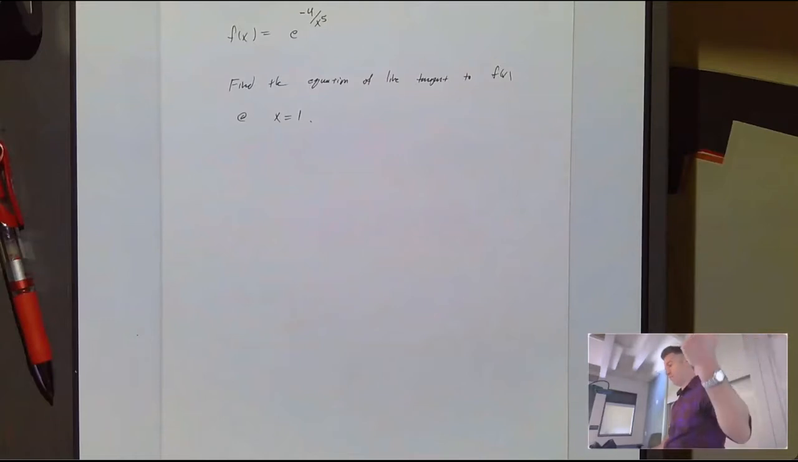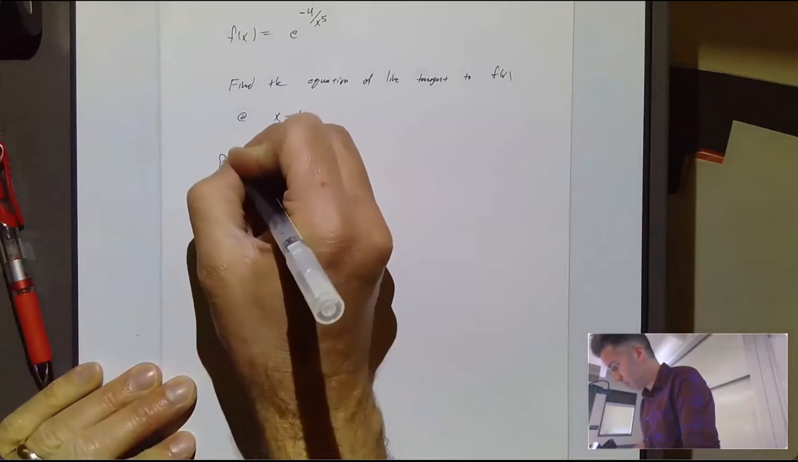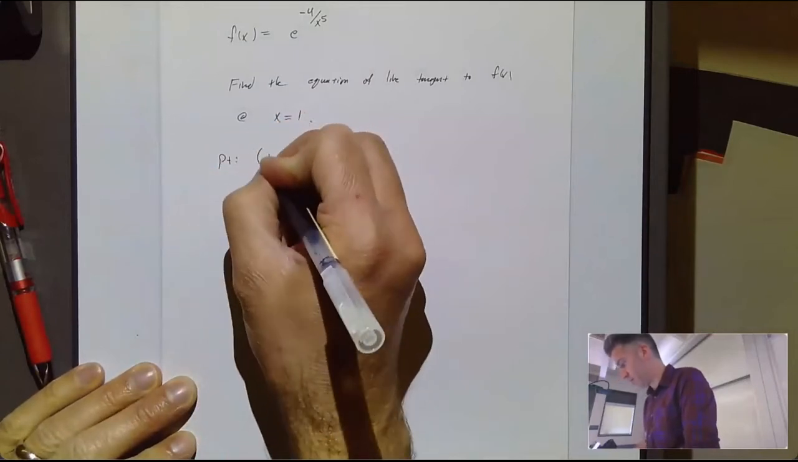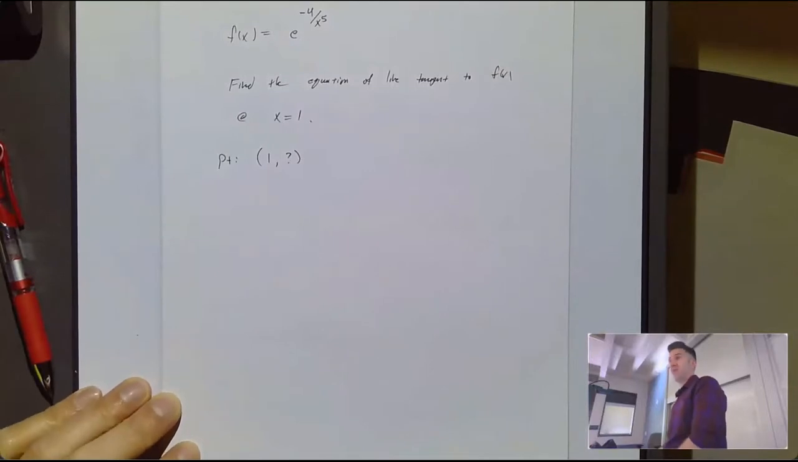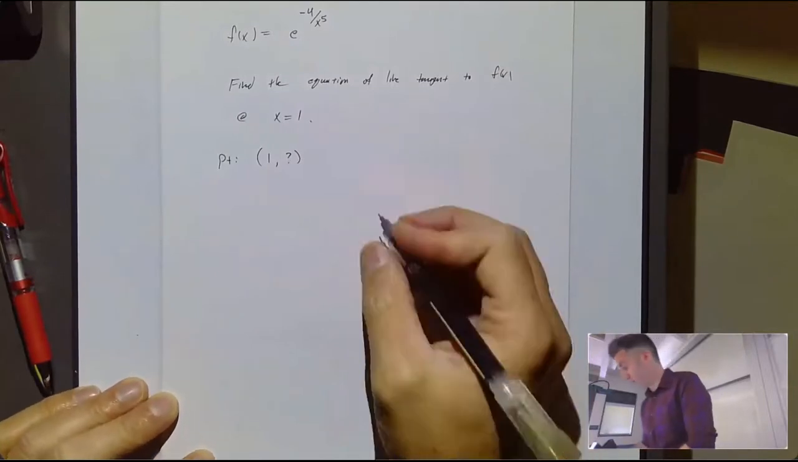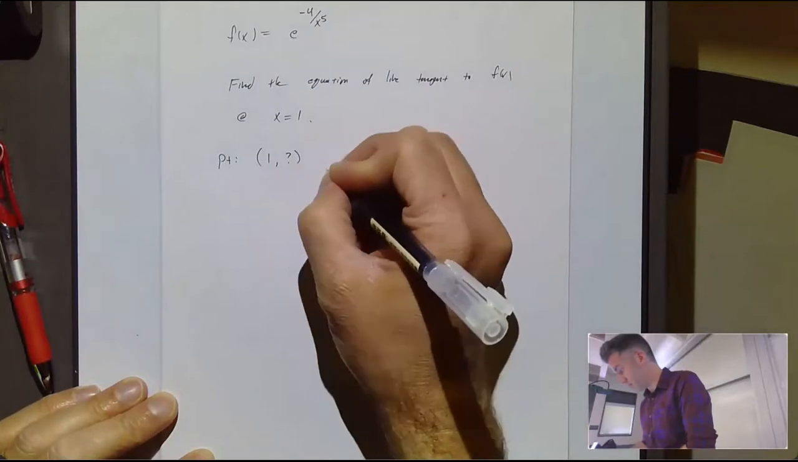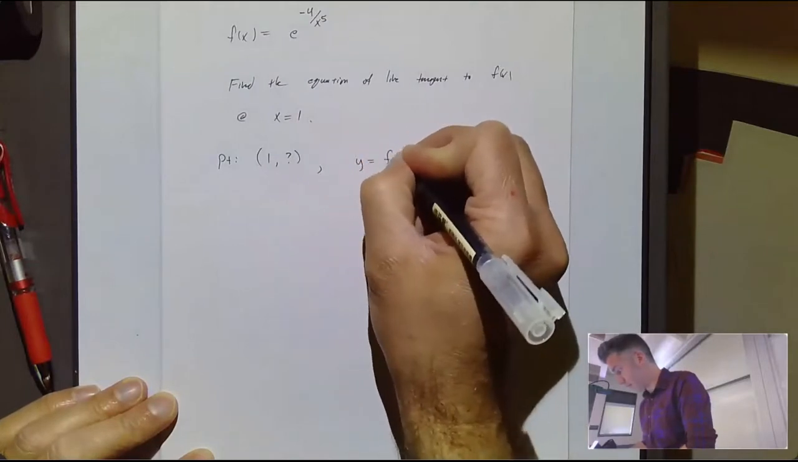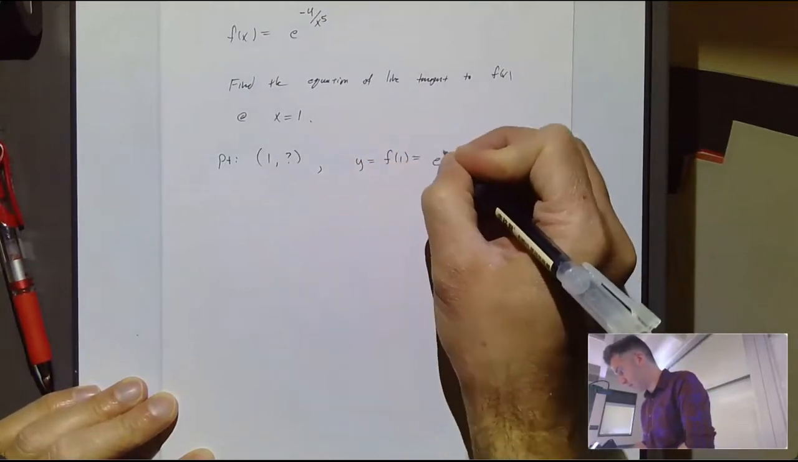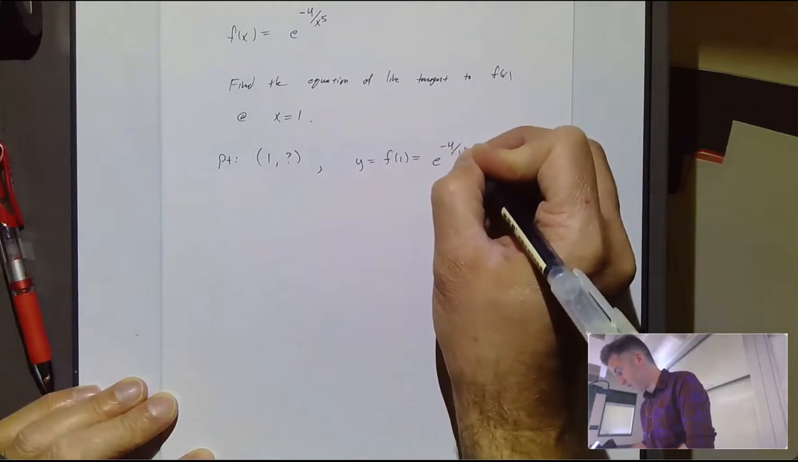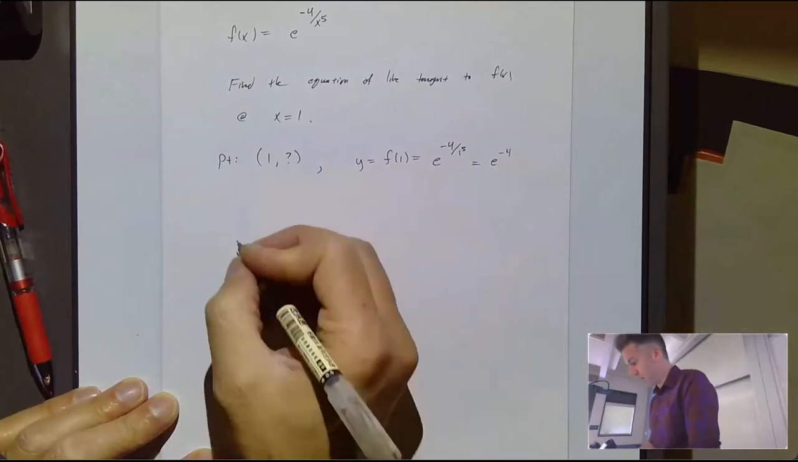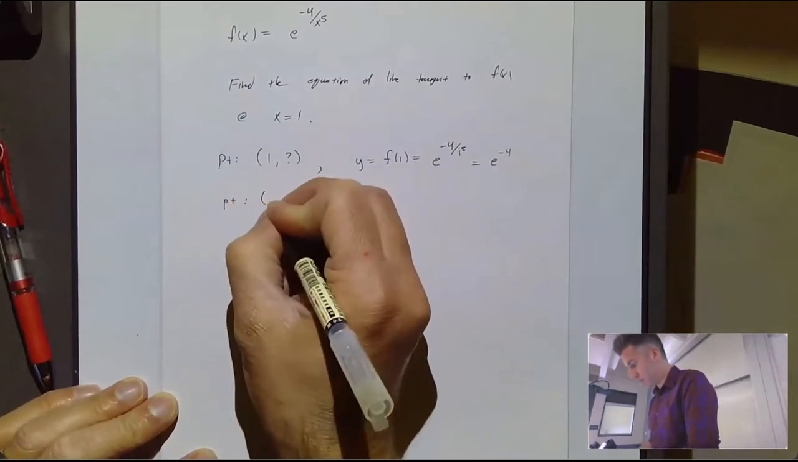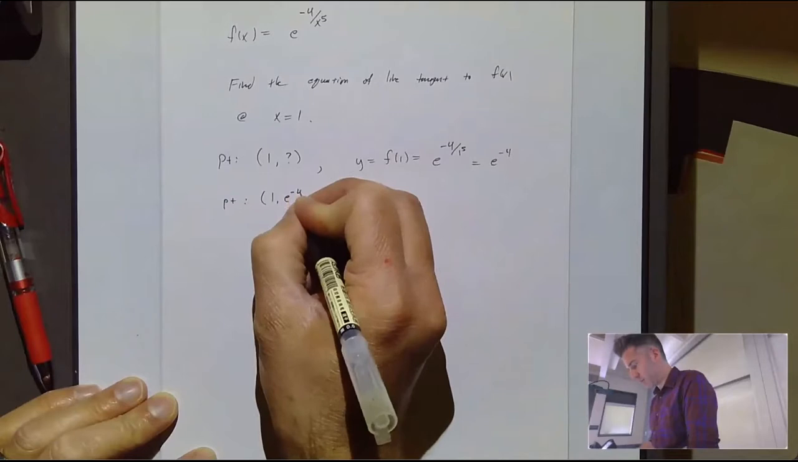We have half a point, meaning we have the x coordinate. We need the y coordinate. Well, the y coordinate's not too terrible to find. The y coordinate's just going to be whatever f of 1 is, which is e to the -4 over 1 to the 5th, which is just e to the -4. So our point is 1 comma e to the -4.